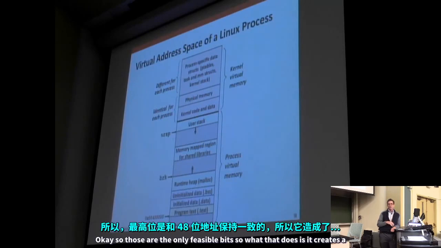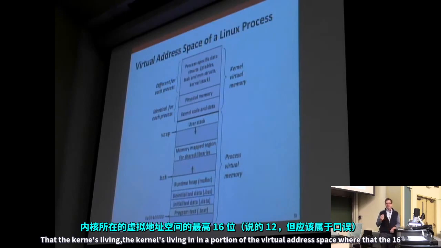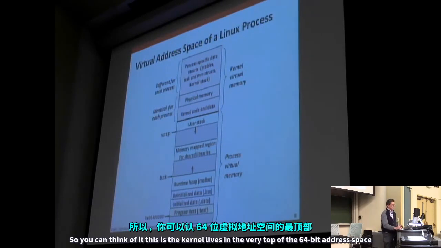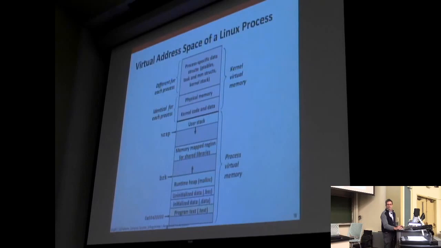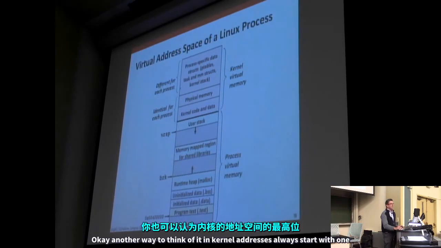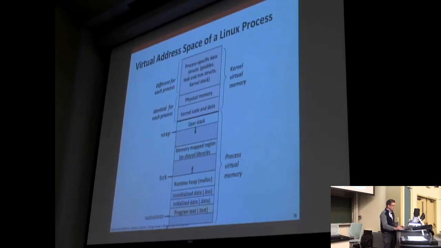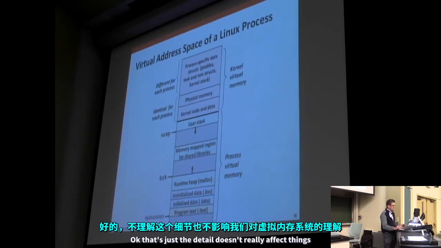So what that does is it creates the kernel living in a portion of the virtual address space where the 12 high order bits are all 1s. So you can think of it, the kernel lives in the very top of the 64-bit address space. Another way to think of it, kernel addresses always start with 1. The most significant bit is 1. And user addresses always have a most significant bit of 0. But that's just a detail. It doesn't really affect things.